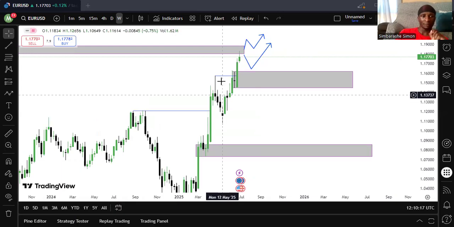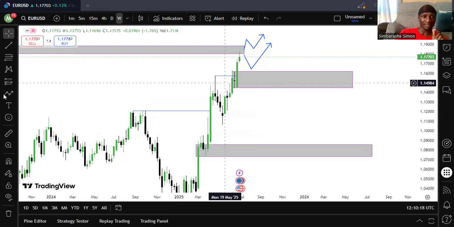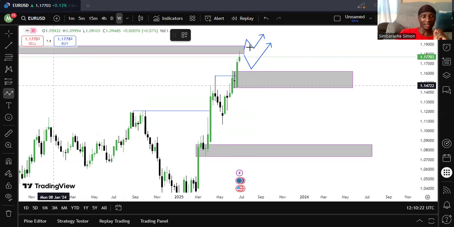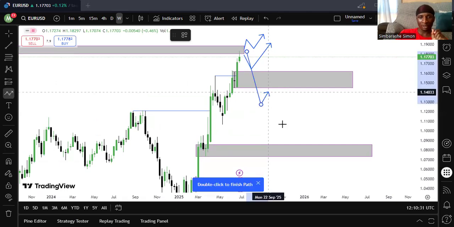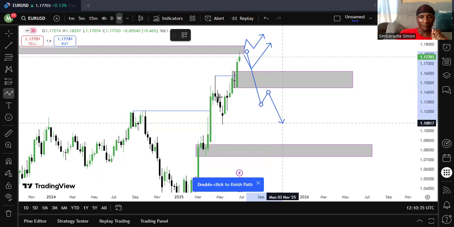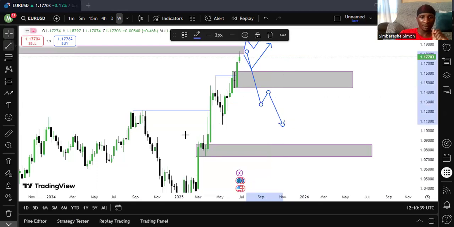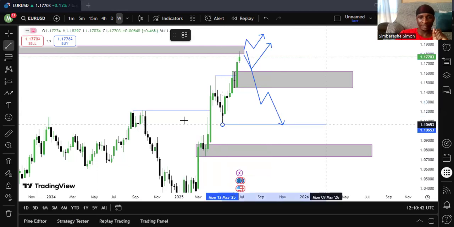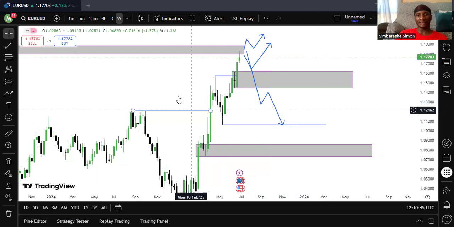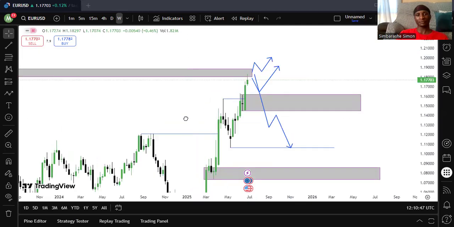As you can see, I'm looking at it like this. Or else, my third bias: the market can react or not on that weekly supply, then it will take out this demand. If it takes out this demand here, then it waits for a retest again. We target this low point here. This low point will be our first target. So that's what I'm looking at on weekly.